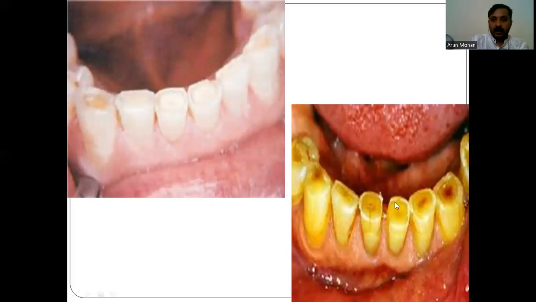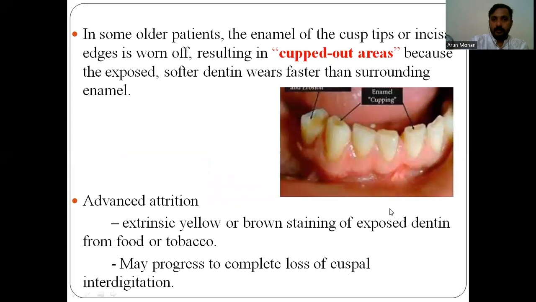So over a period of time, the vertical height of the teeth decreases, leading to a flattened, faceted appearance of the tooth. In some older patients, instead of the classical flattened, faceted appearance of the tooth, the enamel of the cusp tip can get cupped out areas.